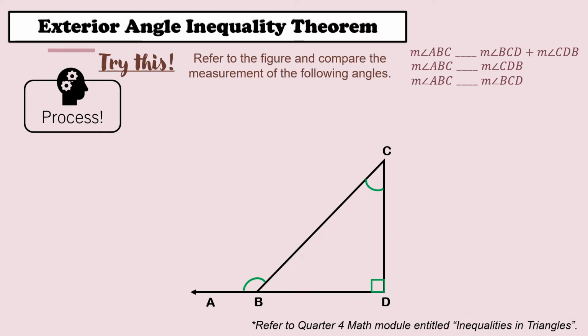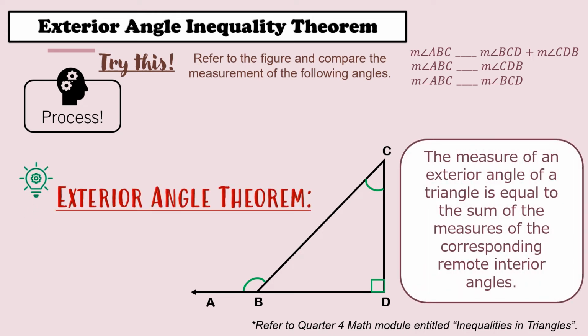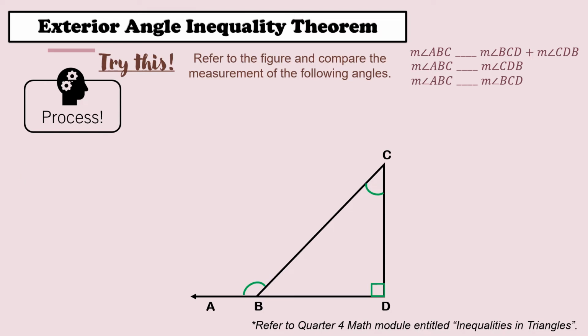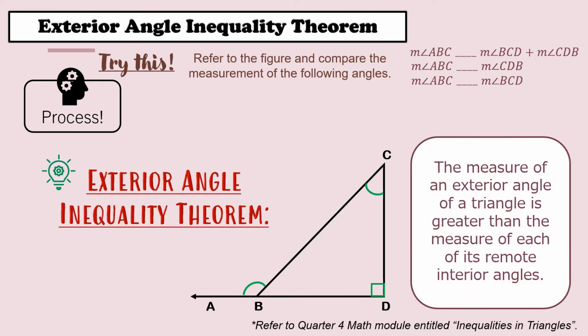The theorem we are going to use to answer the problem is the exterior angle theorem. This states that the measure of an exterior angle of a triangle is equal to the sum of the measures of the corresponding remote interior angles. The other theorem we are going to apply for the problem is the exterior angle inequality theorem, which states that the measure of an exterior angle of a triangle is greater than the measure of each of its remote interior angles.